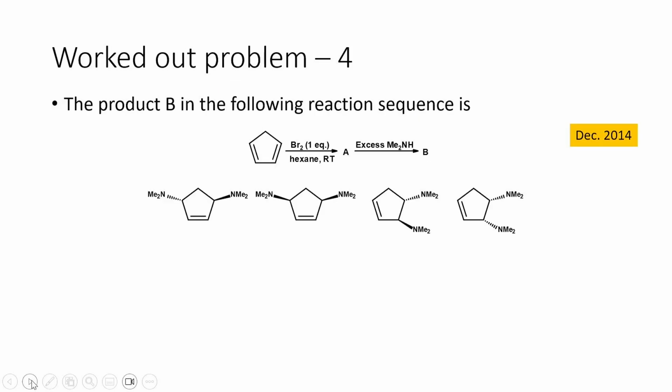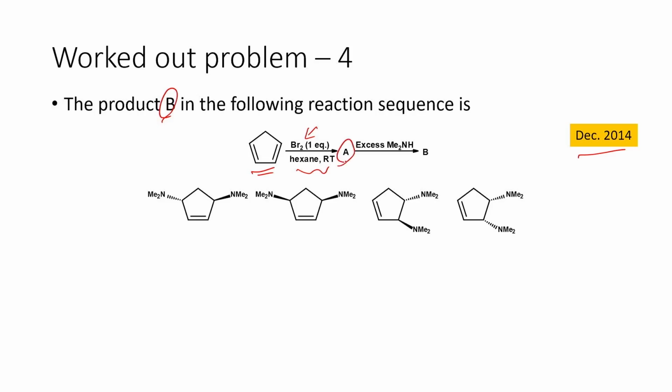So let us move on to the next problem. This problem appeared in December 2014. So here, find the product B in the following reaction sequence. So the reactions are given. We have cyclopentadiene as the starting material. This is treated with 1 equivalent of bromine in the presence of hexane at room temperature. So that is step 1.